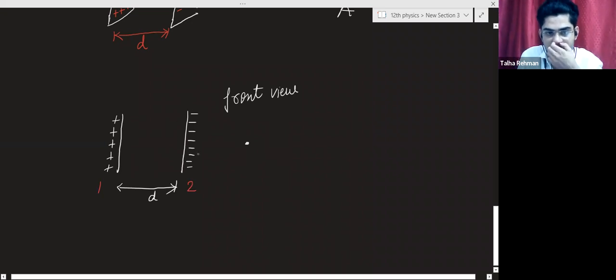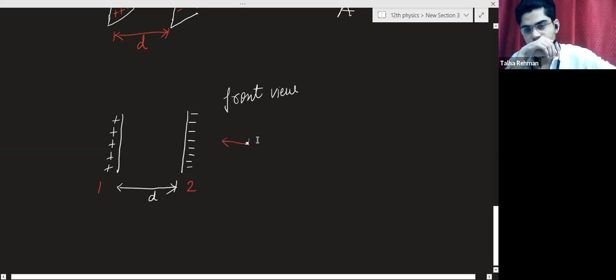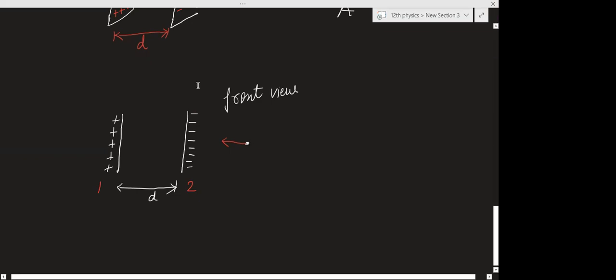So Hamza, please tell me at this point, what is the direction of electric field? In this direction or in this direction? The direction of electric field due to this plate at this point, in which direction? Is it correct? Hamza? Yes, sir. Okay, fine.